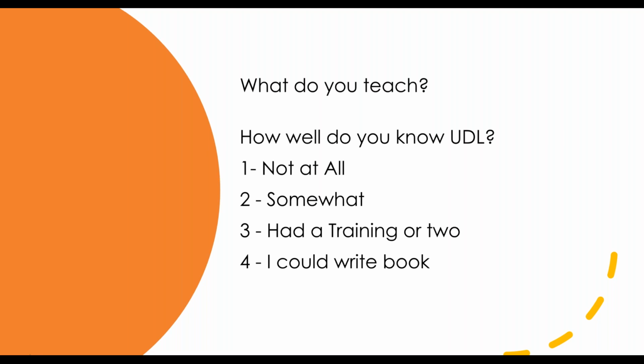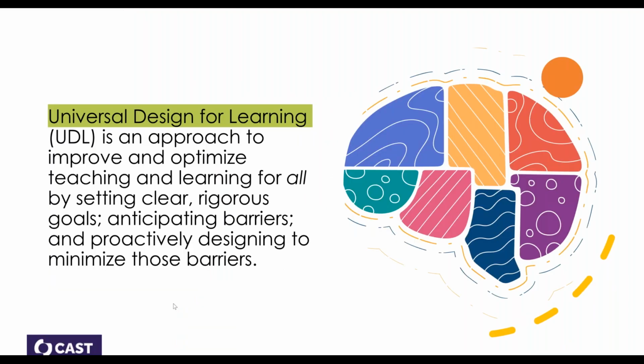So universal design for learning is an approach to improve and optimize teaching and learning for all by setting clear, rigorous goals, anticipating barriers, and proactively designing to minimize those barriers. And that's really what we're going to be looking at, is what universal design is. A lot of the slides you're going to see have CAST at the bottom. CAST is the national leader for UDL and has been a real big part of bringing that research forward.